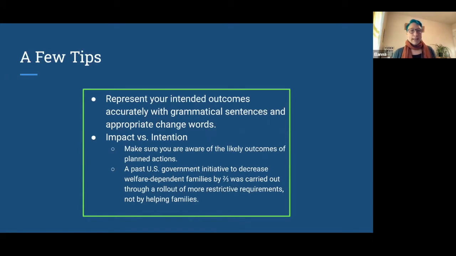So, for example, a past US government initiative to decrease welfare-dependent families by 2/3 was carried out through a rollout of more restrictive requirements, not by helping families. So effectively, their requirements eliminated people from the program who still needed help. And that's really not what we want to be doing with our projects and our community service. Find ways to make sure that the impact that you want to make is the most likely thing that's going to happen.